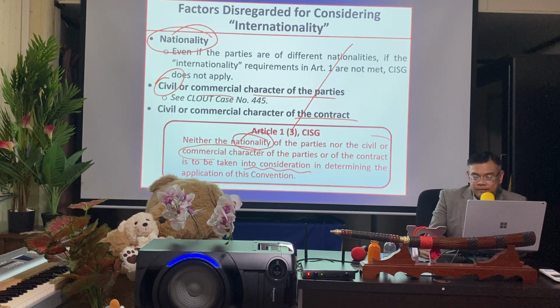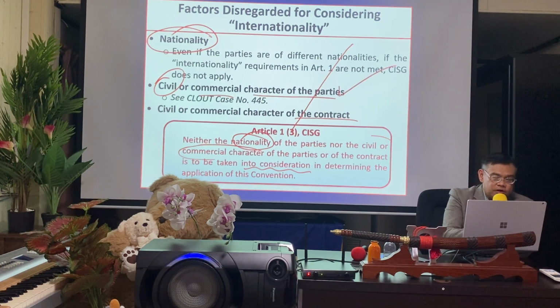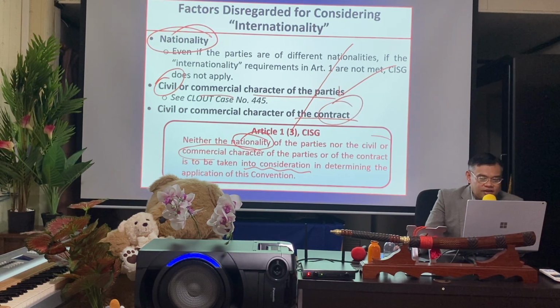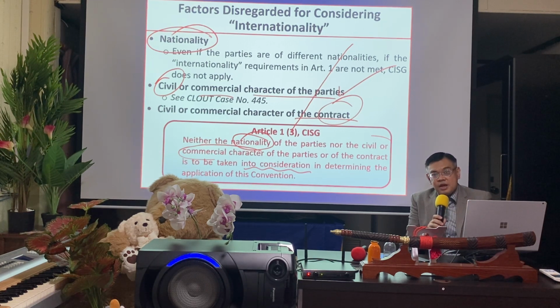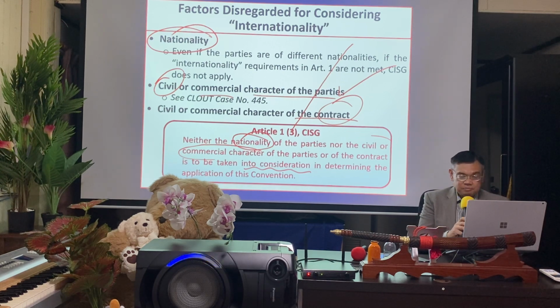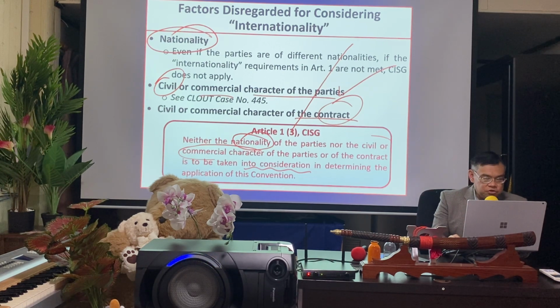And the second one is this. The CISG does not look at the civil or commercial character of the parties at all, and it also ignores the civil or commercial character of the contract. That is said in Article 1(3) of the CISG. According to Article 1(3), neither the nationality of the parties nor the civil or commercial character of the parties or of the contract is to be taken into consideration in determining the application of this Convention. So it doesn't matter whether A is Singaporean, English, German, or Austrian. The CISG does not look at nationality at all.